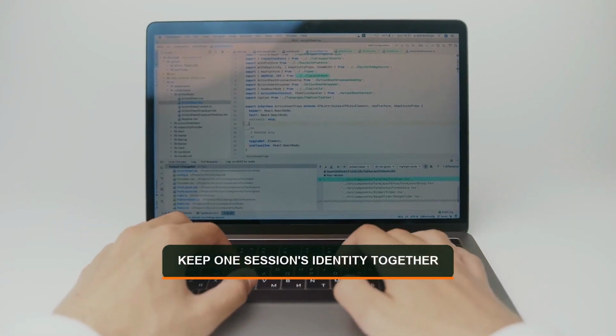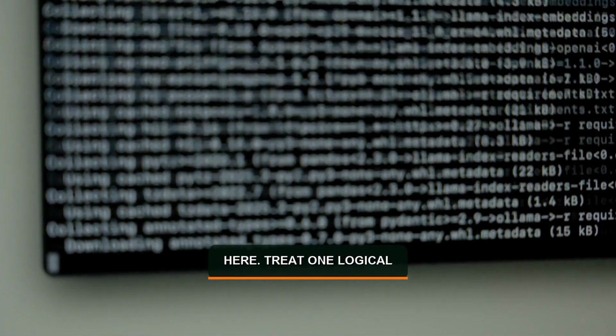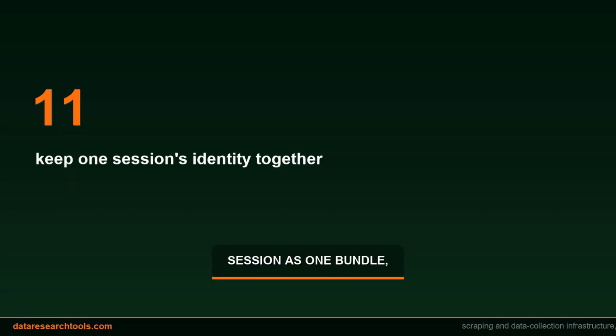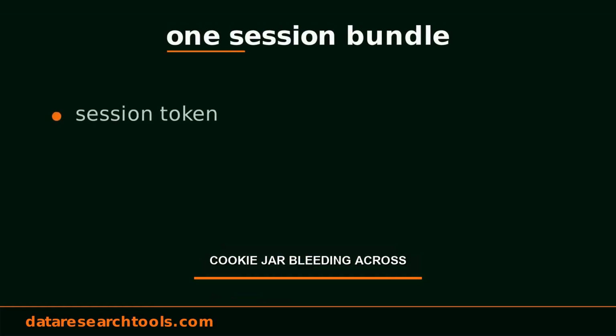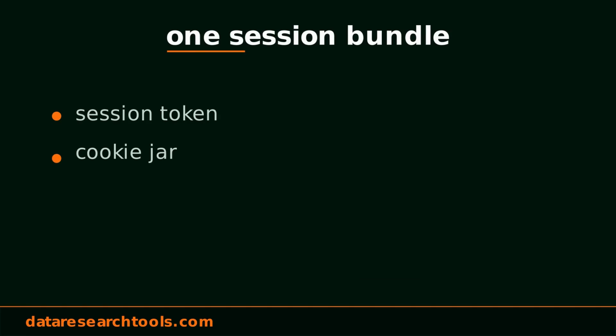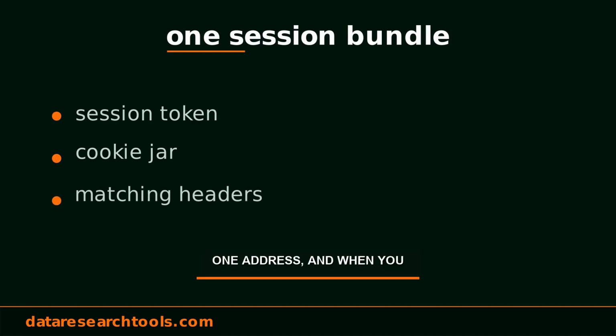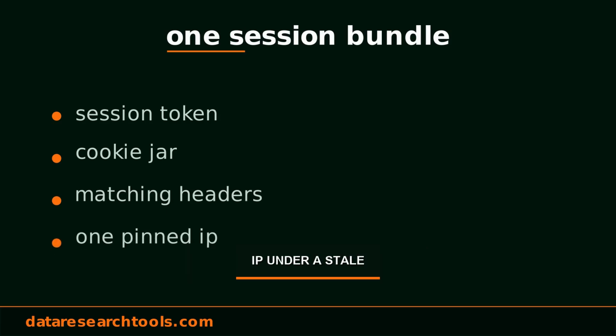Flip one session's identity together. A clean mental model helps here. Treat one logical session as one bundle: a single session token, a single cookie jar, one consistent set of headers, all pinned to the one address for the window. The failure I see most is a shared cookie jar bleeding across rotating addresses, so the same login state leaks out of 3 different IPs inside a minute. That is a contradiction you built yourself. One session, one identity, one address, and when you rotate, rotate the whole bundle together, not just the IP under a stale cookie.